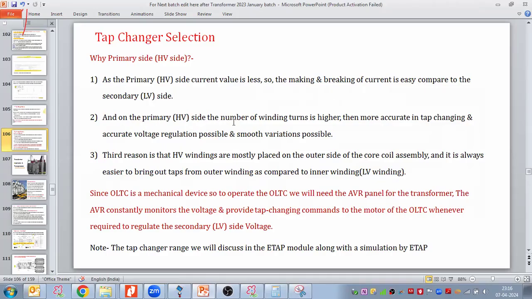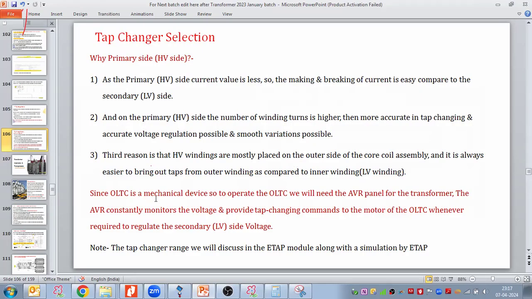On the HV side, the number of winding turns is higher, so tap changing is more accurate, accurate voltage regulation is possible, and smooth variations are possible. The third reason is that HV windings are mostly placed on the outer side of the core coil assembly, and it is always easier to bring out taps from the outer winding as compared to inner windings. So this is also one reason that we place the tap changer on the HV side.